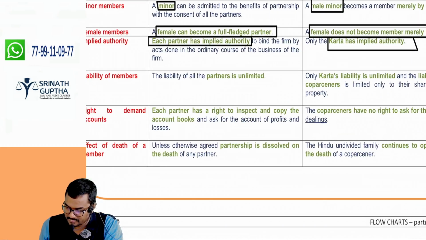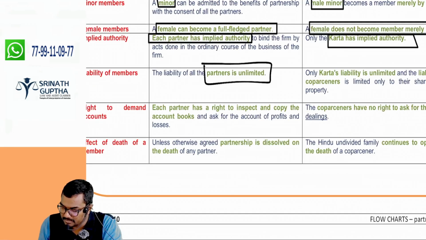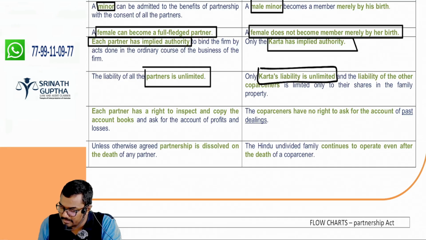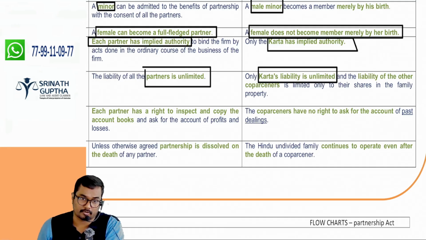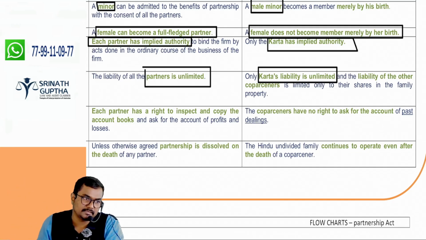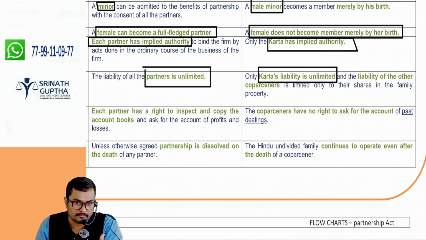Done. Next, partner's liability: unlimited. Here, the Karta's liability is unlimited and the other members' liability is limited to the extent of their share in the HUF property. So, in an HUF, 10 males are there, property 1 crore. Each male is worth 10 lakhs, so the liability of each male member is only 10 lakhs.